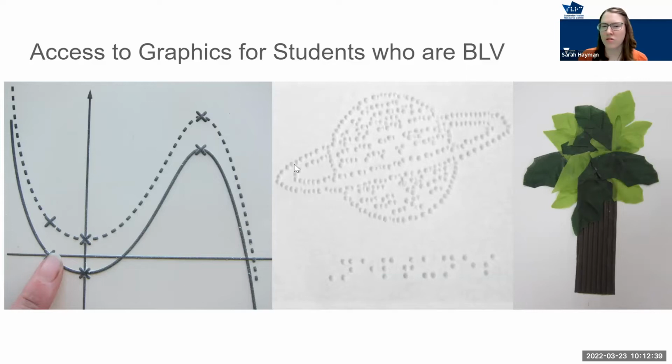And the most common methods used today are the three photos on the screen. So on the left, there's tactile graphics used with swell paper, which are printed and then heated, and the black parts swell up so that they can be felt. There's embossed graphics in the center. And then on the right, there's a handmade collage.